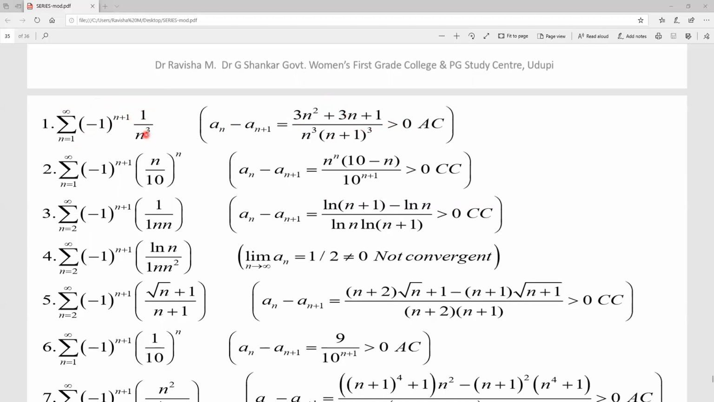And let us take the absolute series. What is the absolute series here? Sum from n equals 1 to infinity of 1 by n cubed. So 1 by n cubed is a p series with p equal to 3. 3 is greater than 1. Therefore, the p series is convergent, so 1 by n cubed is a convergent series. The absolute series is convergent and the alternating series is convergent. Therefore, the given alternating series is absolutely convergent. Let us take the second example.